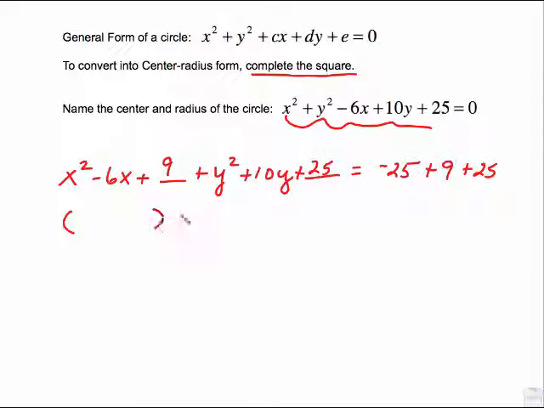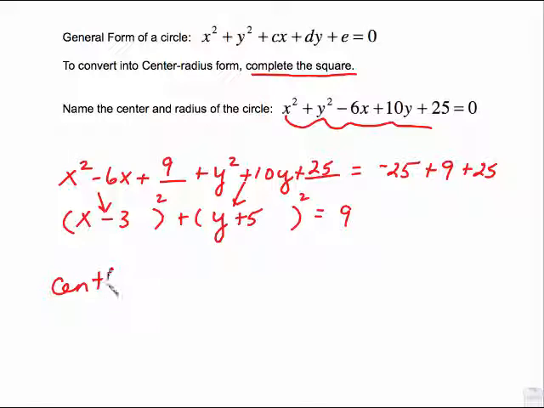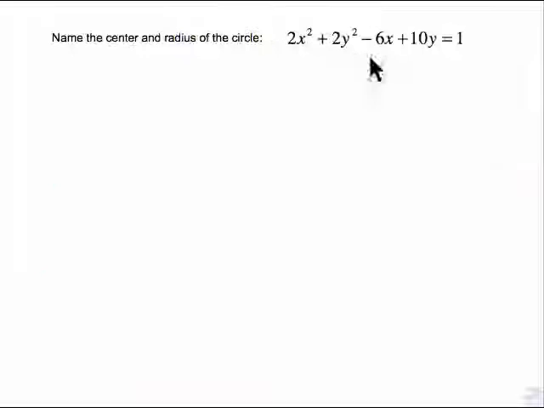Then the whole reason we wanted to complete the square was so that we could go to the factored form. This factors as x minus 3, because that's a negative. This factors as y plus 5, because that's a plus. Both of those are squared. Do your arithmetic over here and you get 9, and now it is in the center radius form, and you can name your center as (3, -5), and your radius is the square root of 9, which is 3.